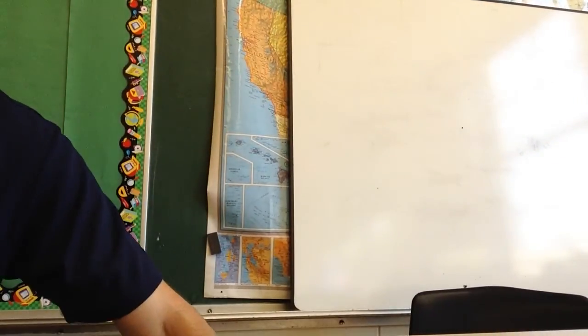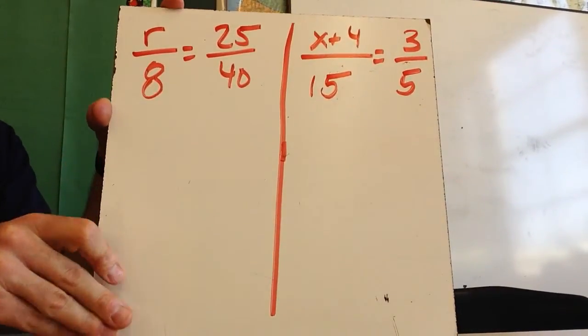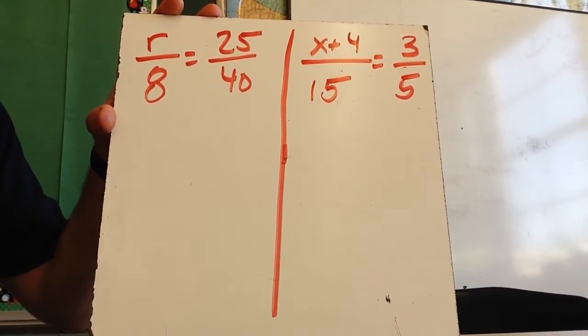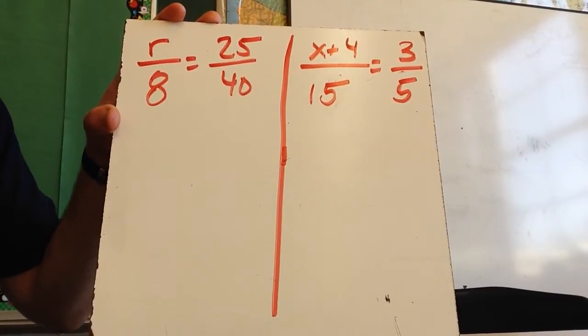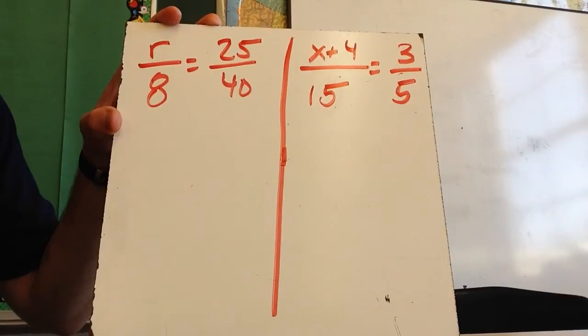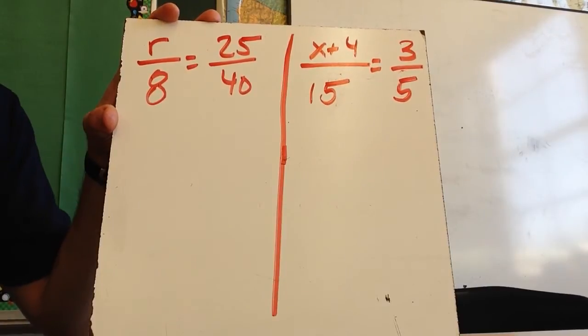All right, now I'm going to have you practice 2 of these algebra problems. First one is r over 8 equals 25 over 40, and then x plus 4 over 15 equals 3/5. Please pause the video at this time to practice these problems.